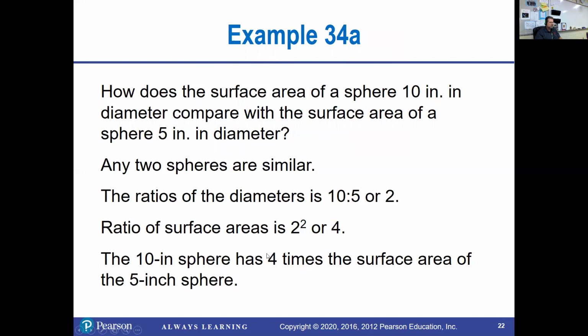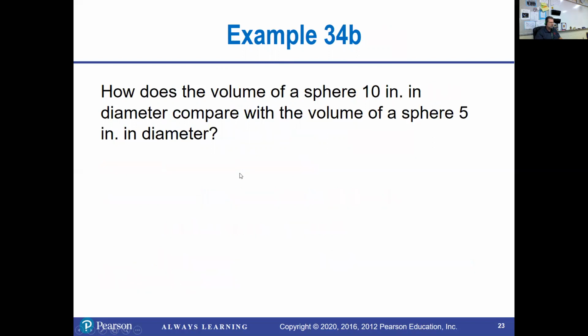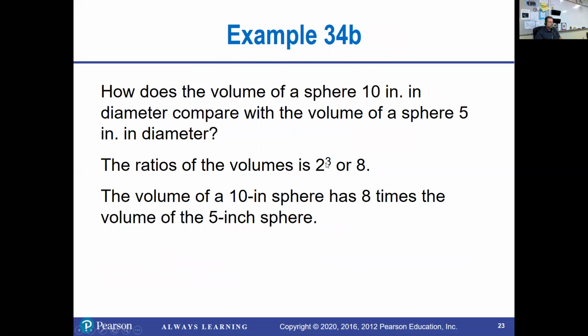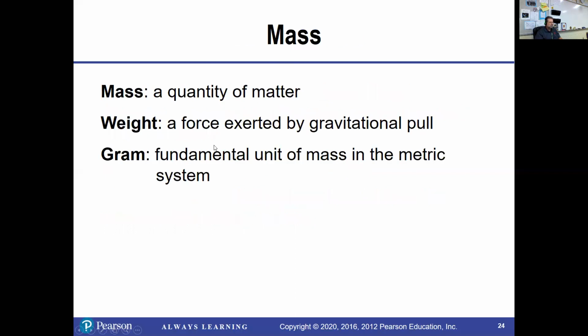Now if we take that sphere and we talk about its volume, it's going to be 2 cubed instead of 2 squared. So we're talking about 2 cubed, which is now 8. So the volume of the 10-inch sphere will be 8 times as much. The radius is 2 times as much, the areas are 4 times as much, and the volumes are 8 times as much.